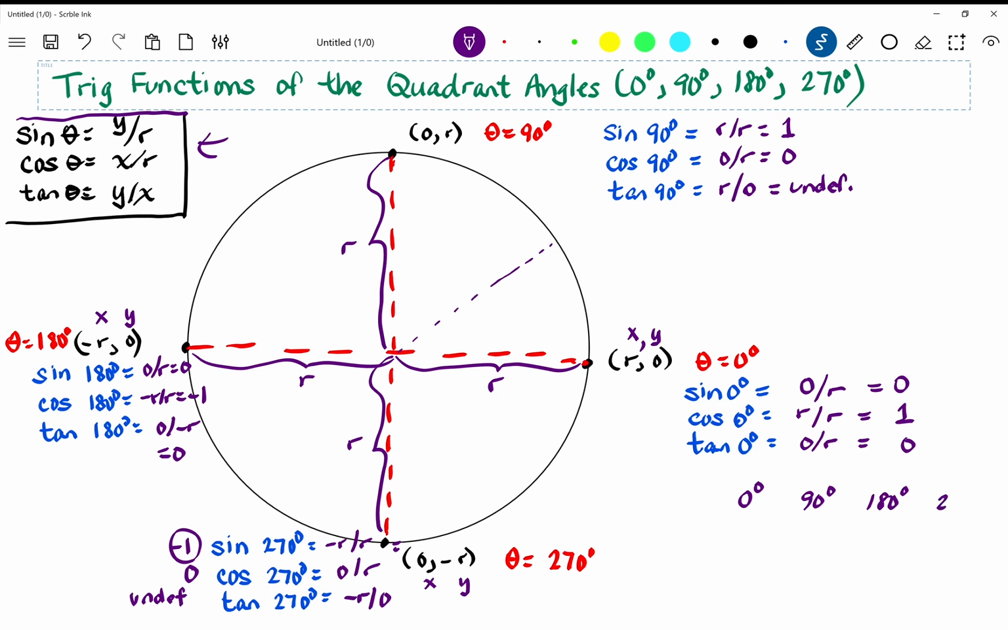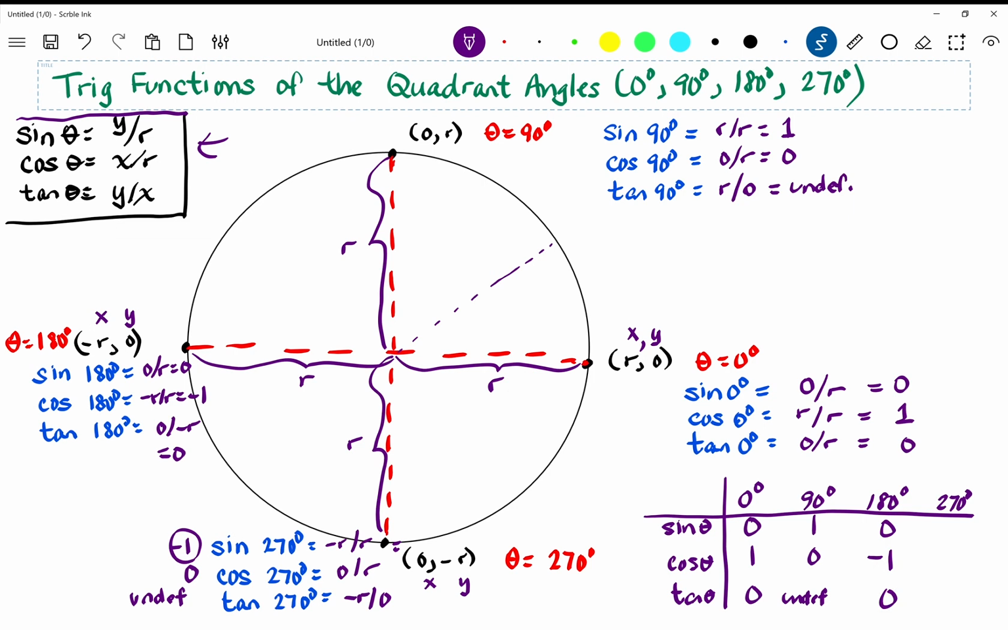So if we're looking to make a table out of this, I'm just going to make the row the angle, and take sine, cosine, tangent. For 0 degrees, sine is 0, cosine is 1, tangent is 0. For 90 degrees, we have 1, 0, and undefined. 180 degrees was 0, negative 1, 0. And 270 is negative 1, 0, undefined. And there we have the trig values of the quadrant angles.